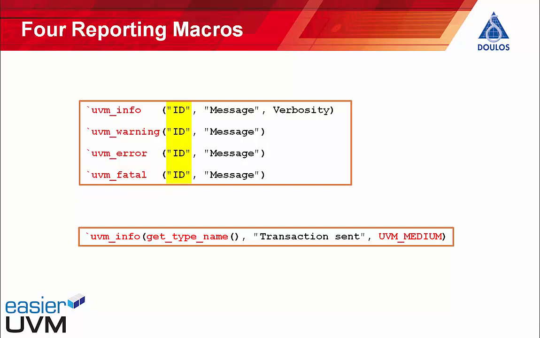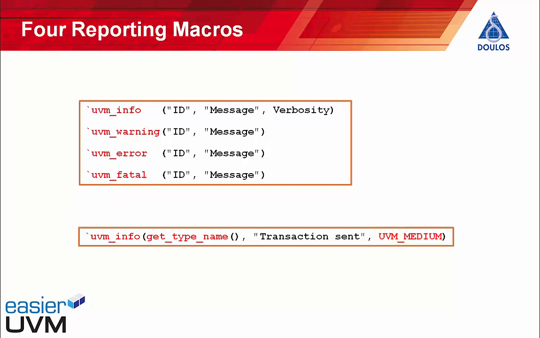The first argument is an ID, which can be used to categorize the messages. The second argument is the message text itself. And then the third argument, which is only used for reports with a severity of info, is the verbosity of the report. Typically you're going to be using the macros as shown at the bottom of the slide, so a good choice for the ID, if you can't think of anything better, is get type name. I'll show you what that's about on the next slide. Then the actual text of the message, and then a good choice for verbosity would be UVM medium, which it turns out is the default verbosity level.